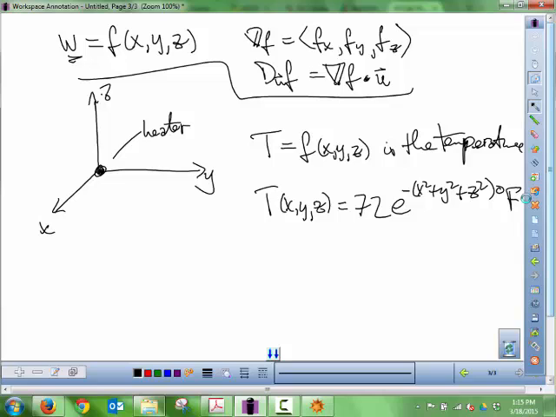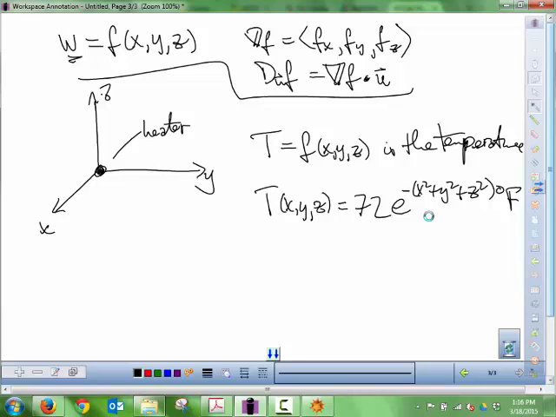So we have a function, we have a scenario, and this kind of makes sense a little bit. If I was right there at the heater, I'd be at 72 degrees, and then if I move away from the heater, let's say 1 unit away, this is e to the negative 3, since 1 squared plus 1 squared plus 1 squared is 3. So e to the negative 3 is less than 1, times 72, so it'll shrink down. The farther away I am from the heater, the less the temperature is going to get. Okay? So is the scenario good?